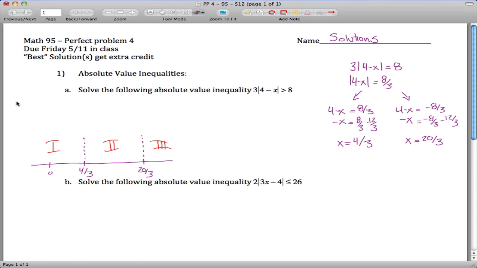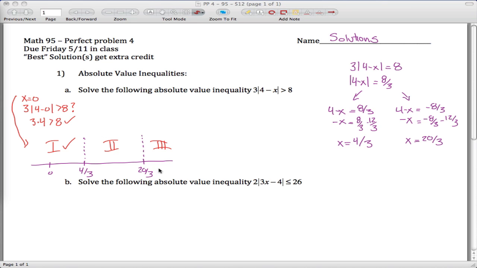So pulling a number from region 1, maybe x equals 0 would be a good choice. That'd be the easiest to do. Try plugging in x up here. So is 3 times the absolute value of 4 minus 0 really greater than 8? Absolute value of 4 minus 0 is the absolute value of 4, which is 4. 3 times 4 is 12. Maybe I'll write 3 times 4. And that is greater than 8. So that means that, in fact, region 1 works. The numbers in this first region are solutions to this inequality.